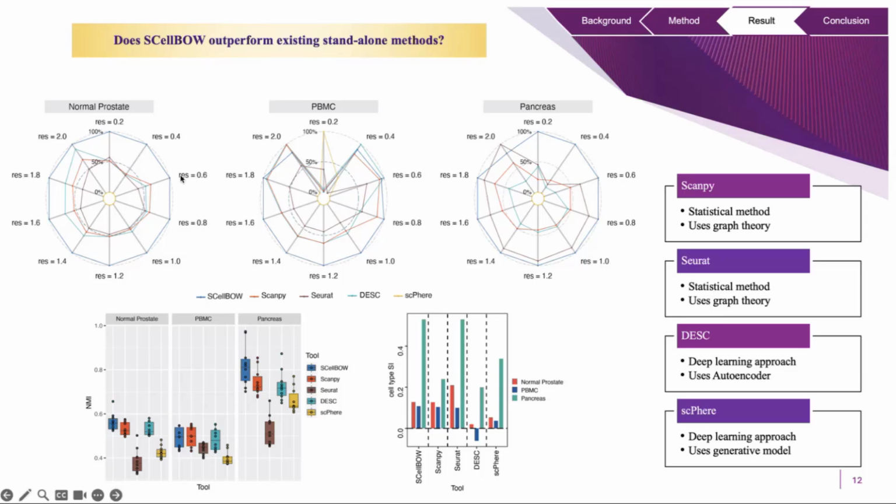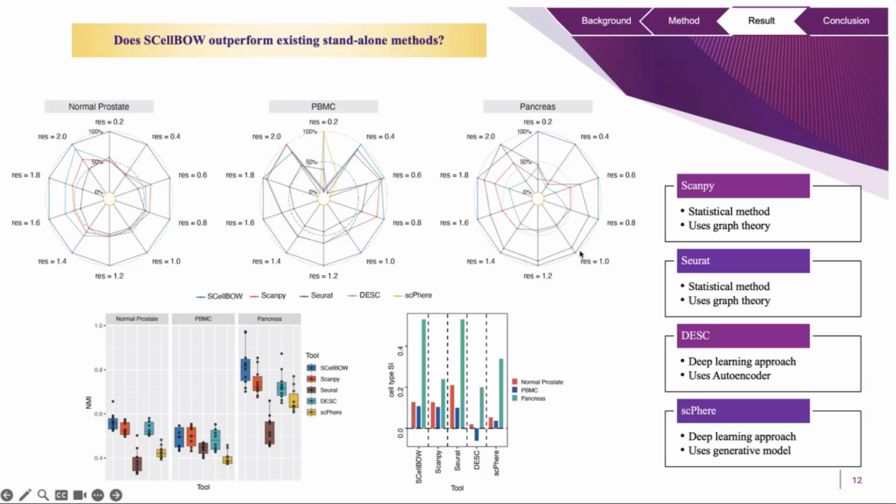So for the normal prostate data, when I compared the ARI, we can see that SCellBOW outperforms the rest of the tools, including ScanPy and Seurat, which are super famous and everyone uses them in the single cell field. Across all the resolutions, it is performing better. And for PBMC, when the resolution is really low, like 0.2, you just get two clusters. Maybe it is outperforming there, but across a decent number of resolutions, SCellBOW is really good. And the same goes for the pancreas. We can see that it has the highest ARI across all the resolutions.